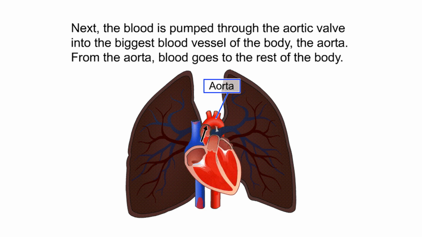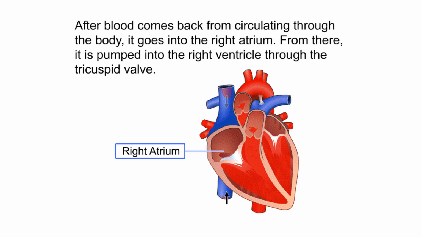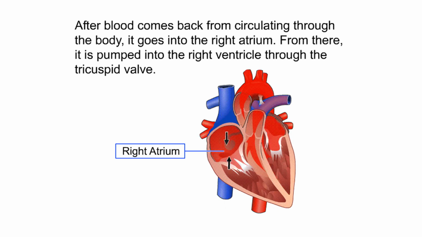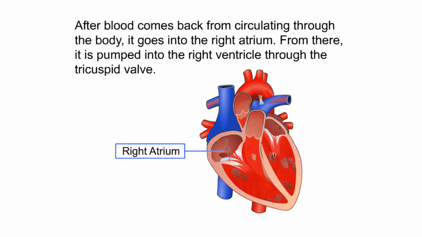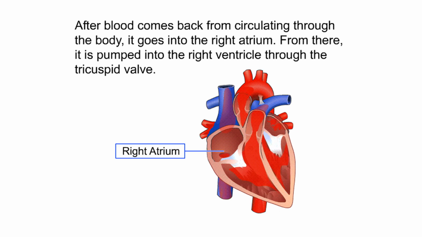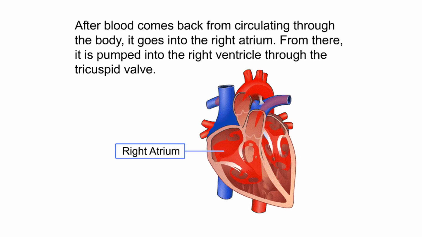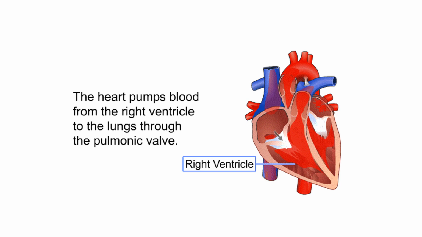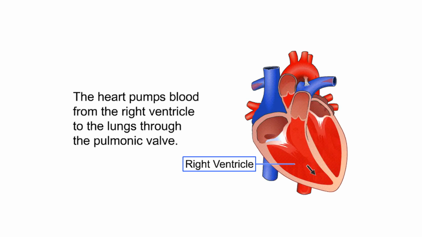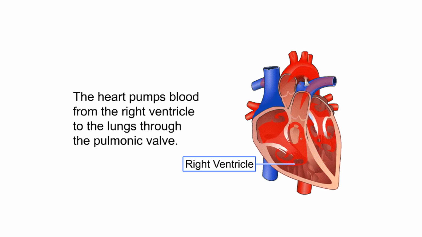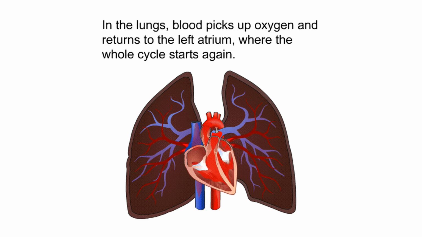Next, the blood is pumped through the aortic valve into the biggest blood vessel of the body, the aorta. From the aorta, blood goes to the rest of the body. After blood comes back from circulating through the body, it goes into the right atrium. From there, it is pumped into the right ventricle through the tricuspid valve. The heart pumps blood from the right ventricle to the lungs through the pulmonic valve. In the lungs, blood picks up oxygen and returns to the left atrium, where the whole cycle starts again.